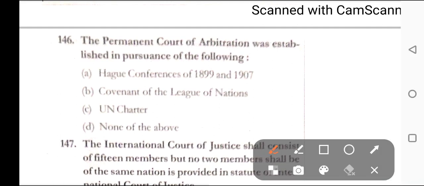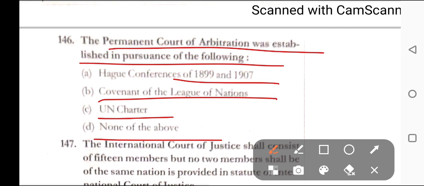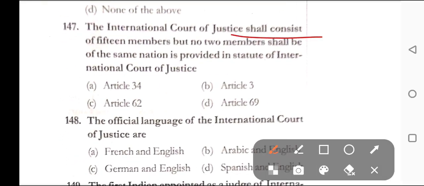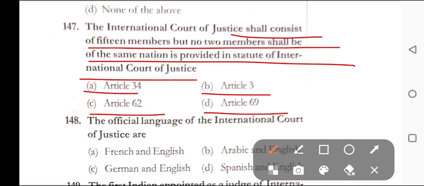Question number 146. The Permanent Court of Arbitration was established in pursuance of the following: A, Hague Conference of 1899 and 1907, B, Covenant of the League of Nations, C, UN Charter, and D, none of the above. Correct answer here is option A, that is Hague Conference of 1899 and 1907. Question number 147. The International Court of Justice shall consist of 15 members, but no 2 members shall be of the same nation is provided in the Statute of the International Court of Justice. Option A, Article 34, option B, Article 3, option C, Article 62, and option D, Article 69. Correct answer here is option B, that is Article 3.